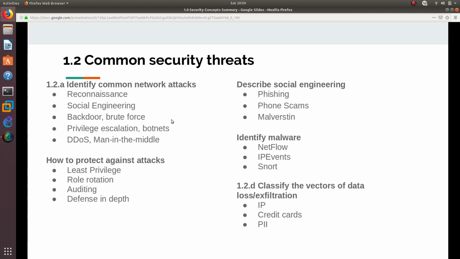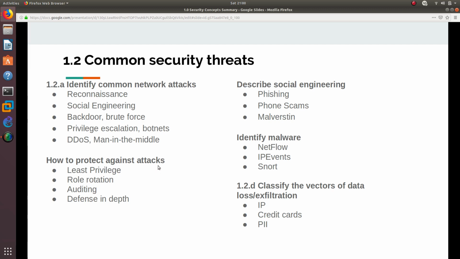Botnets are a bunch of computers that are managed by other people, and they can be used to do a DDoS, which is a distributed denial of service attack. Distributed means that it's coming from a lot of different ways and a lot of different places, and they can use botnets to do a DDoS. Then we have the man in the middle attack, which is whenever somebody tries to get in the middle of a conversation so they can hijack it and get all your information, right?